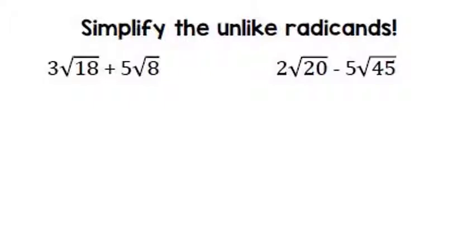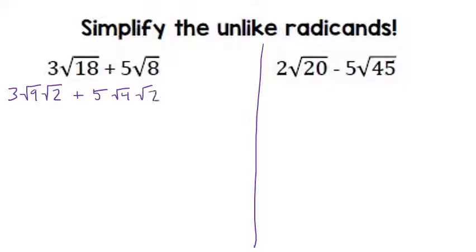Sometimes we're going to have to simplify before we can add and subtract. I'm going to simplify these radicals. There's two problems here. We'll do the one on the left first. I need to simplify the square root of 18. It has a perfect square factor of 9. So I can break up root 18 as root 9 root 2. Notice I just brought that 3 in front along with us. I had plus 5 root 8, but I can break up root 8 as root 4 root 2.